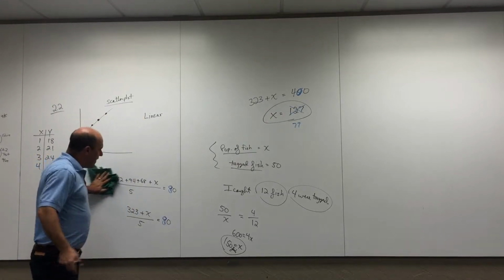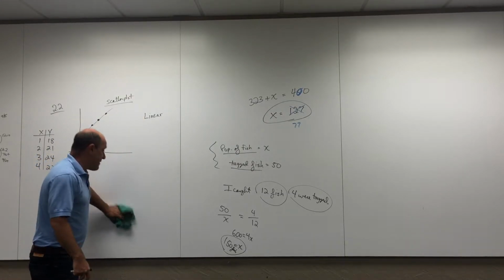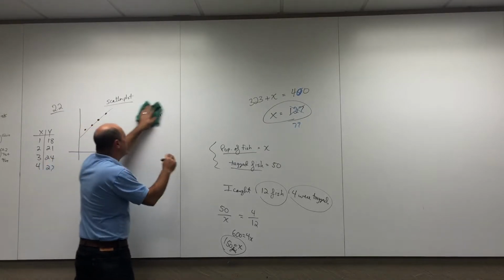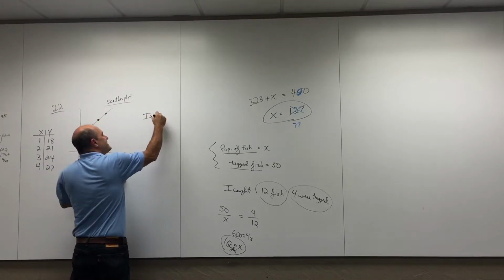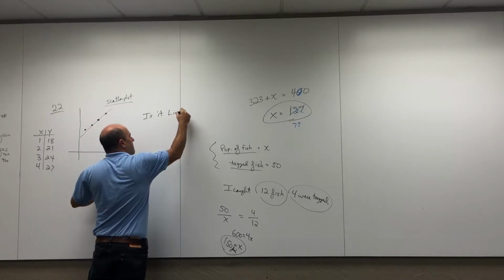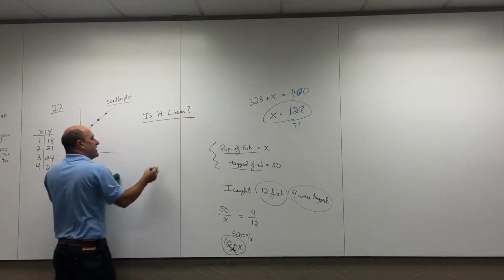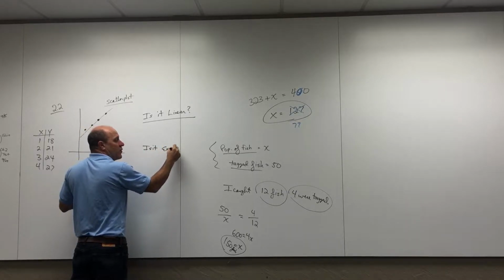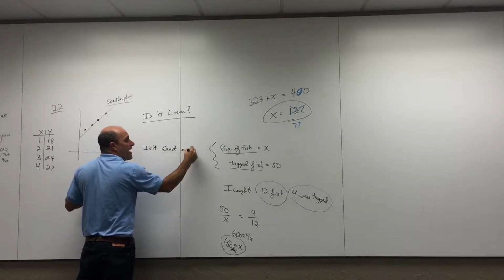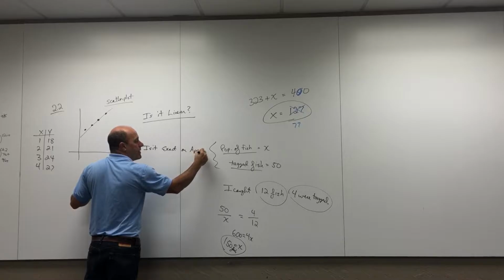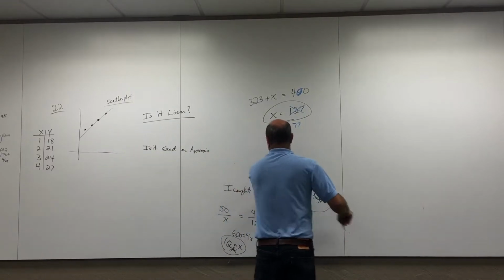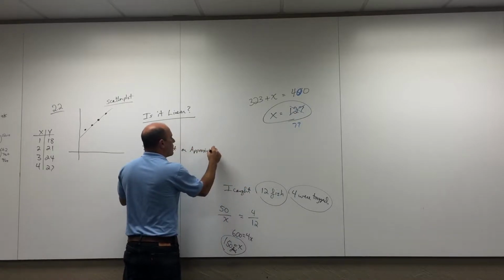And not only that, then they might also say this. Maybe after it's linear, or maybe a different question, they say, is it, hang on, let me just clear this up for you. Is it linear? That's one question. And then the next question, is it exactly linear? They kind of want to know, is it exact or approximate?